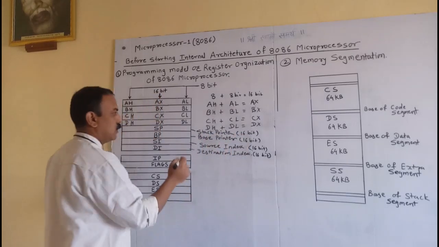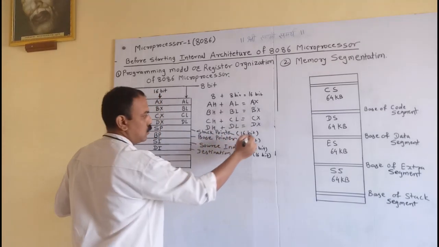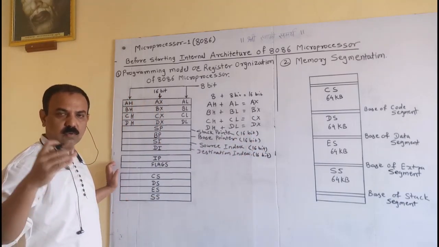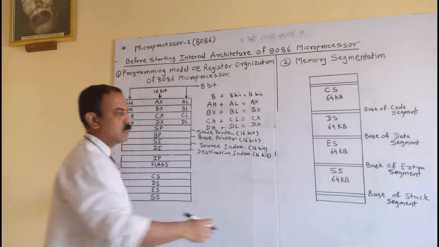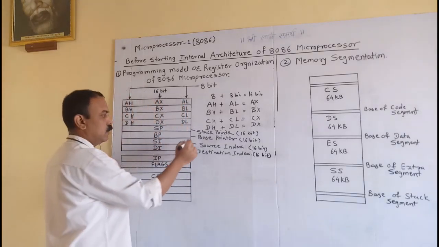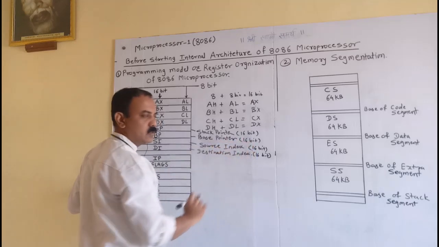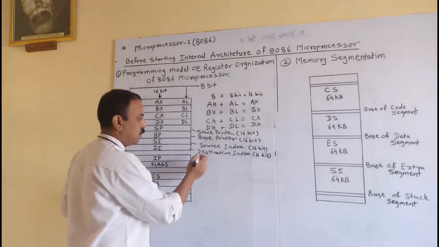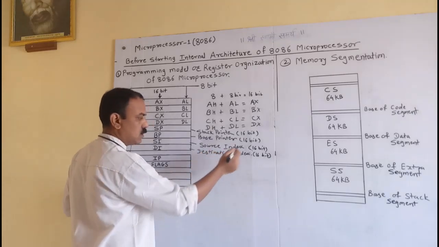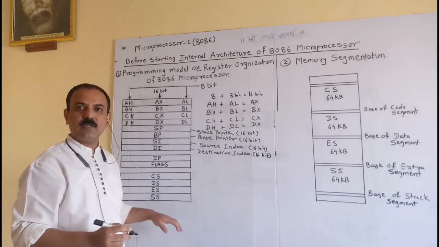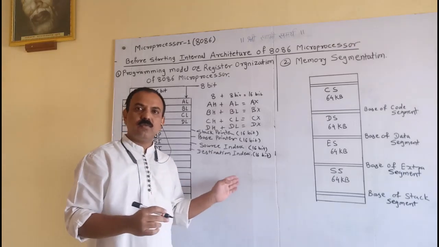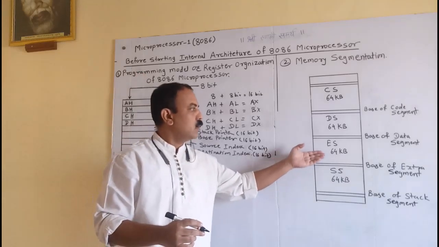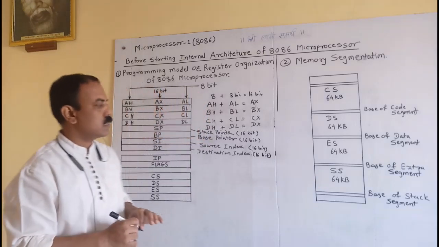Stack pointer SP is 16-bit. This register is used to point towards the area of stack memory. Then BP, the base pointer, is also a 16-bit register. It is also used to point to memory. Then source index and destination index are both 16-bit registers, and they are used to point to data stored in either data segment memory or extra segment memory.